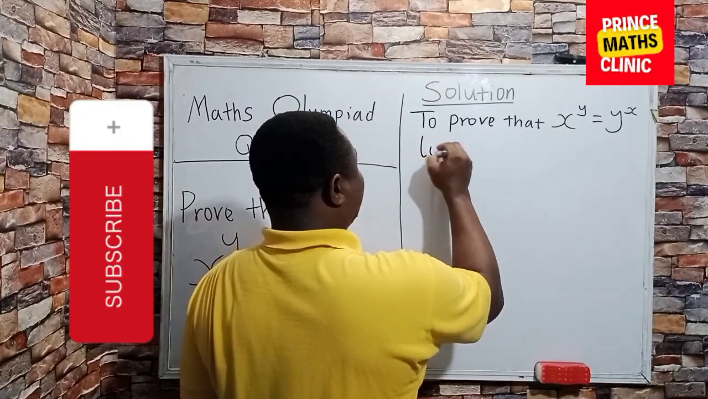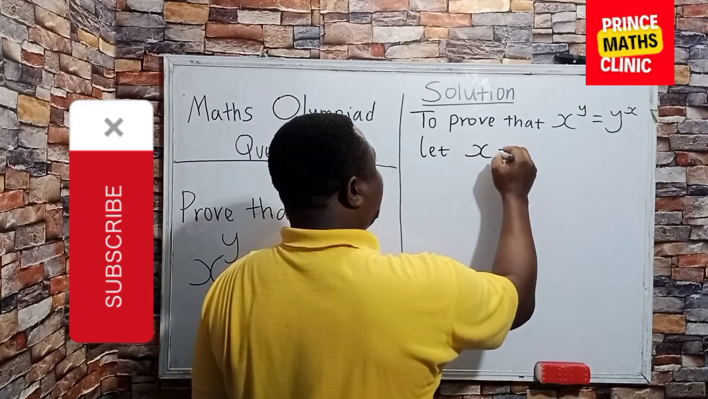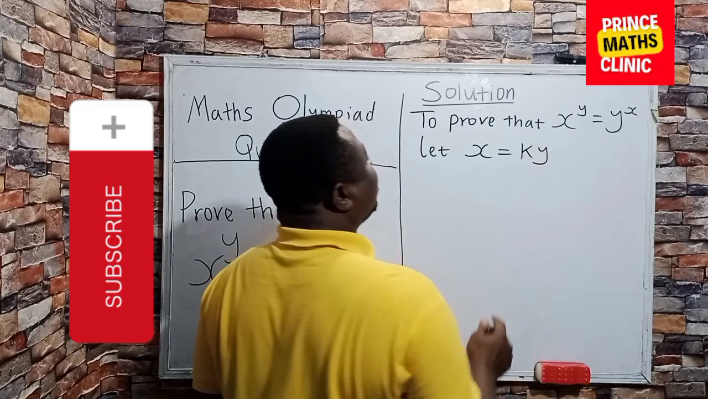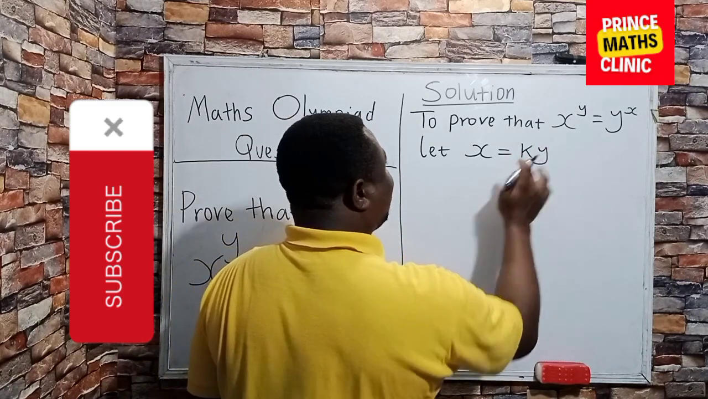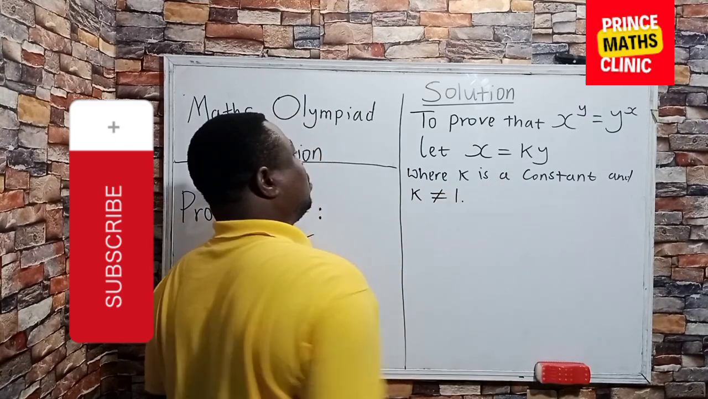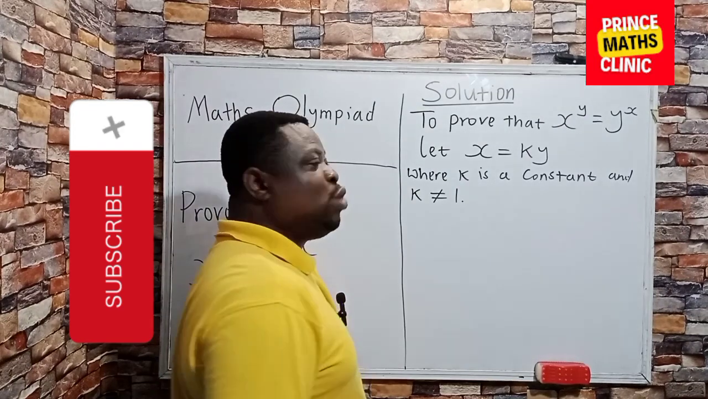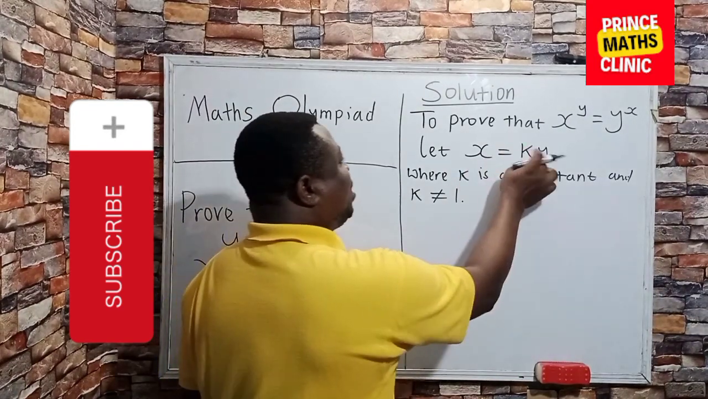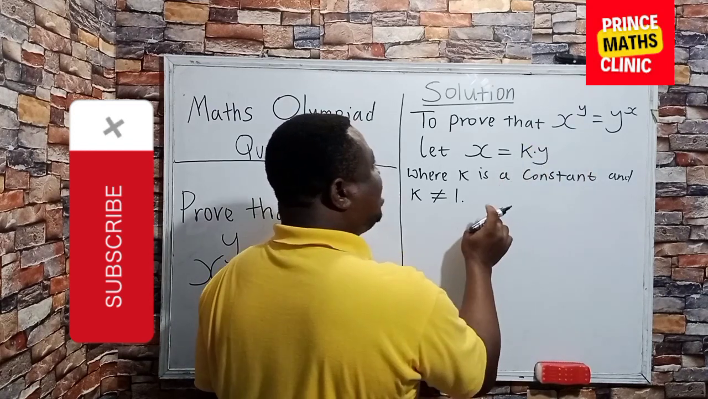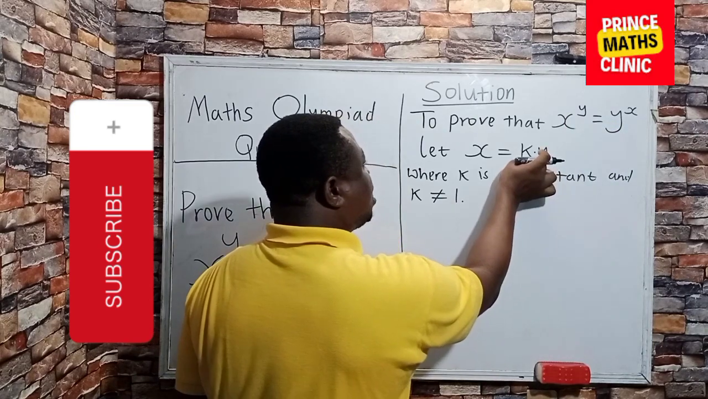Let x be equal to a constant multiplied by y, where k is a constant and k is not equal to 1. So k cannot be 1. So what do we do? Now that we have said let x be equal to k multiplied by y, anywhere I see x in this question, I'm going to replace it with ky.